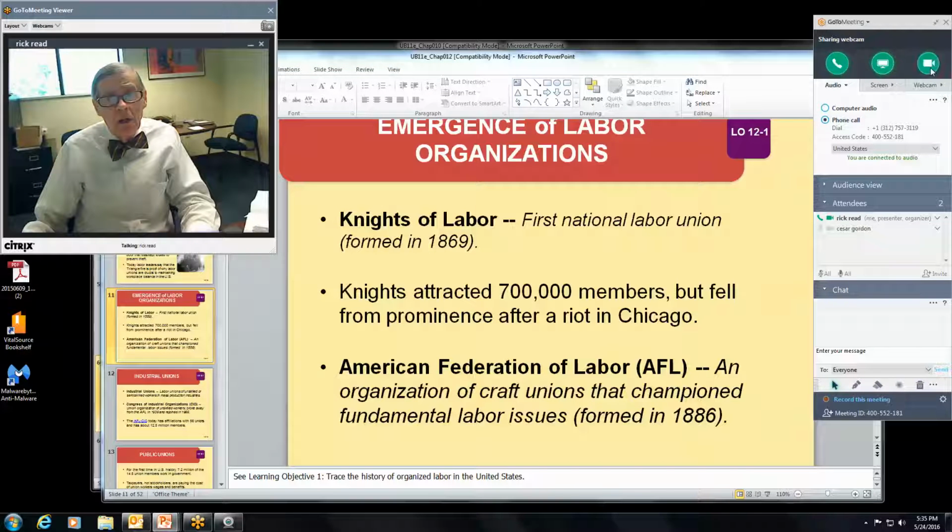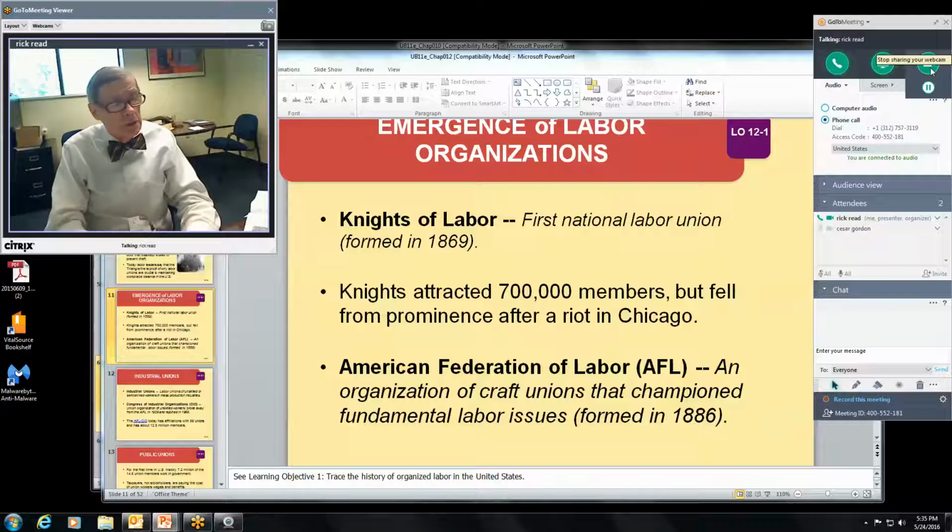The first organized labor union in the United States was the Knights of Labor. Notice that they were formed in 1869. The number of members rose to almost 750,000. But they fell out of favor during the Haymarket riots in Chicago in 1884, I believe that's the correct year.